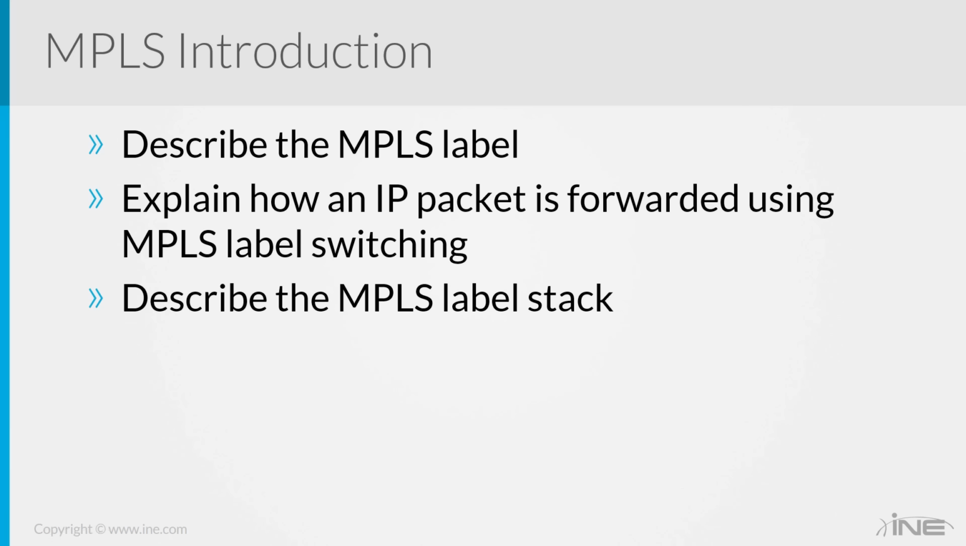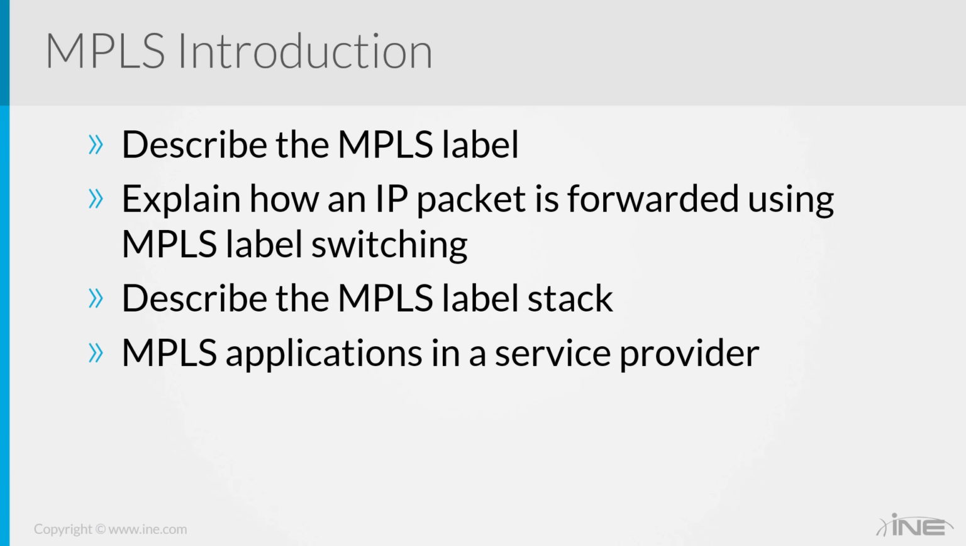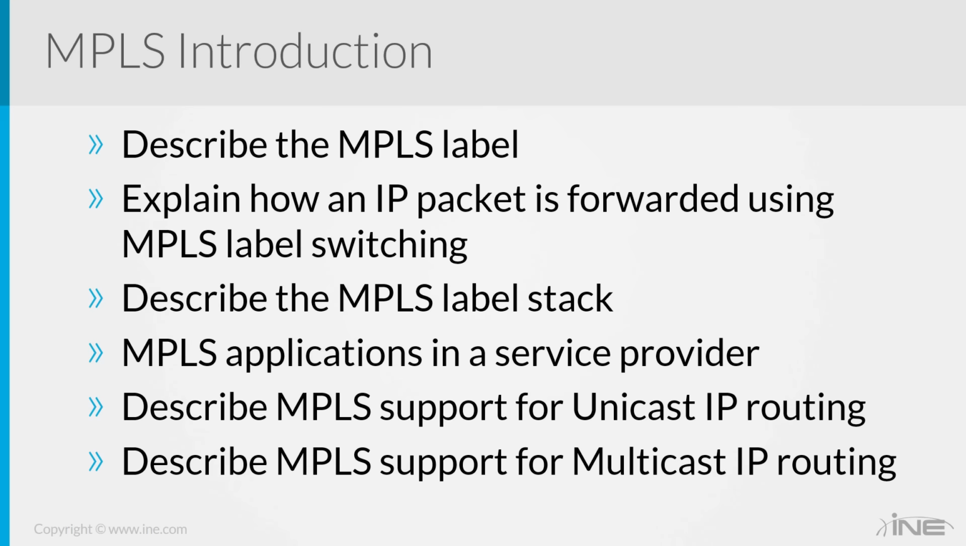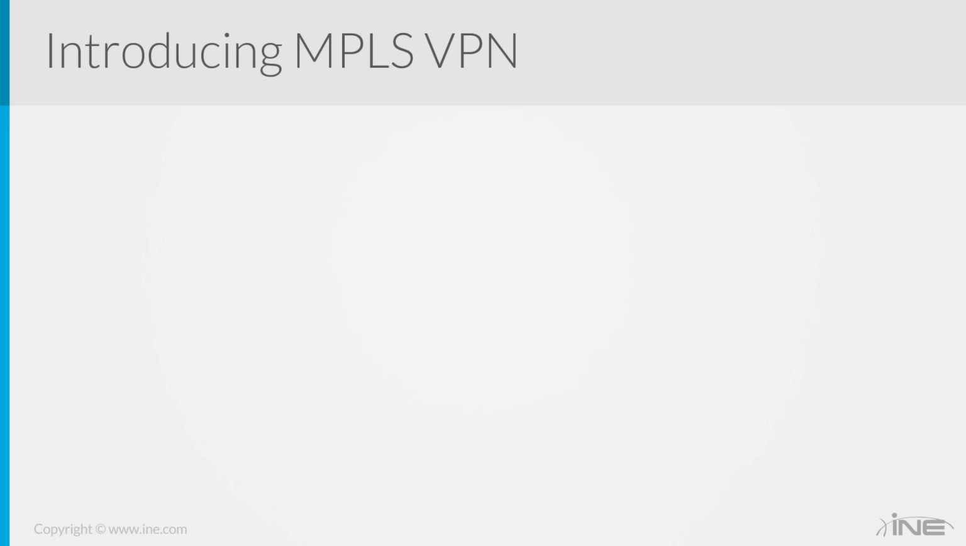We'll take a look at the label stack and how that breaks down, as well as applications in a service provider, and describe the support for unicast and multicast routing. And then once we have that understood, we'll be able to break down the VPN aspect of MPLS, which is really what MPLS is allowing us to leverage, right? So MPLS is just a transport. It's how we get traffic from the incoming provider edge to the egress PE, if you will.